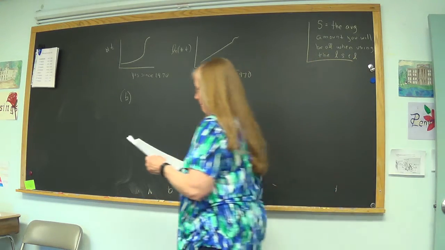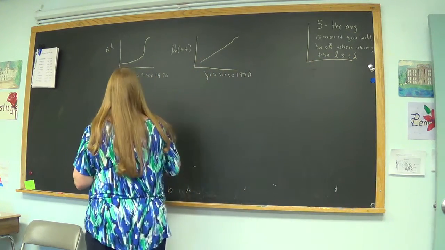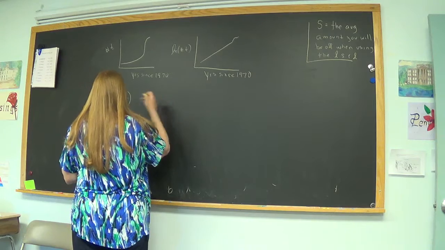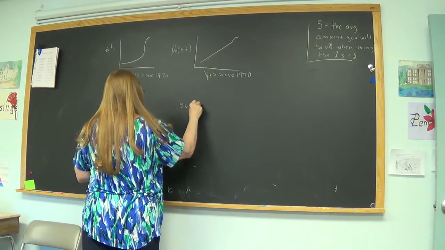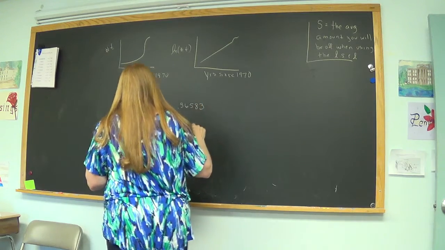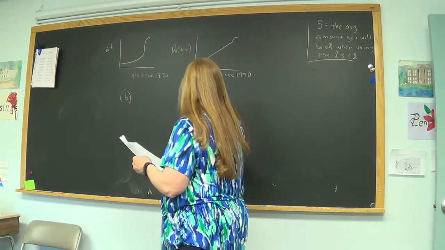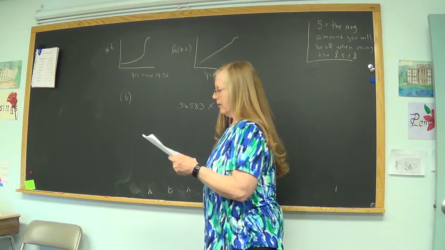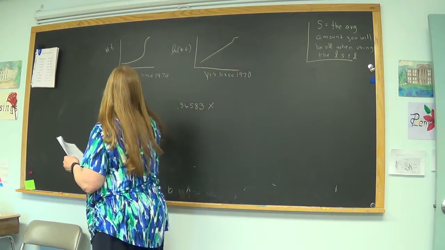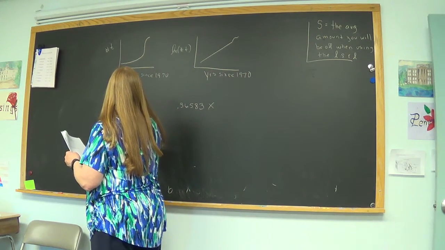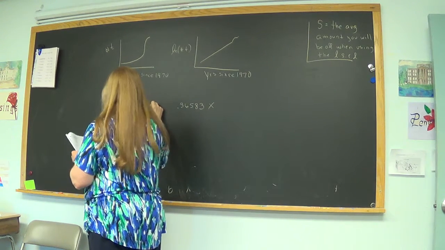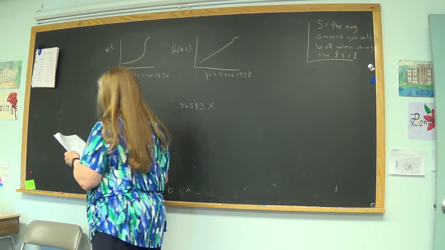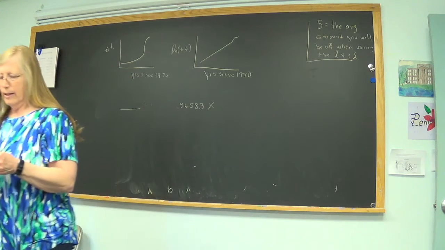B is 0.36583. All right, so that goes in front of our x value. So what will go over here? What else do we need, Ryan? 0.01048.